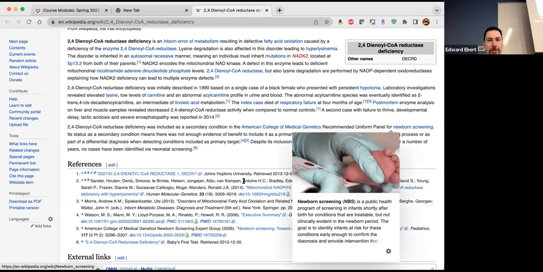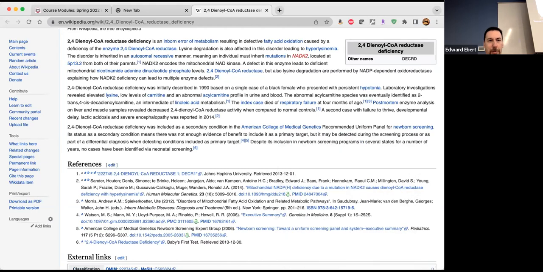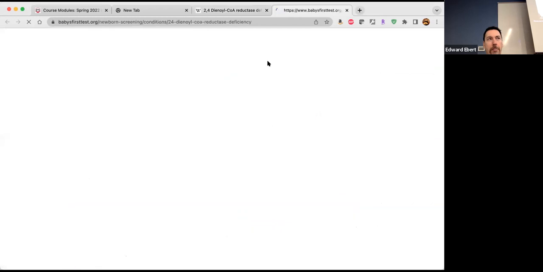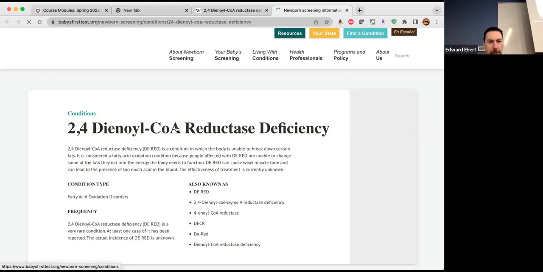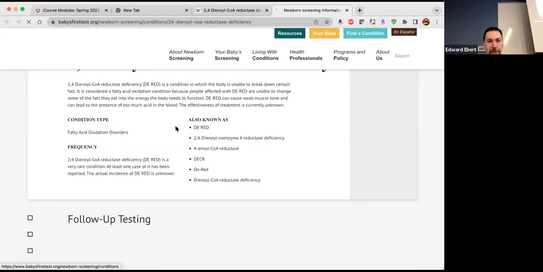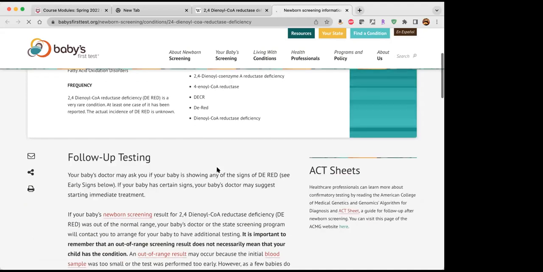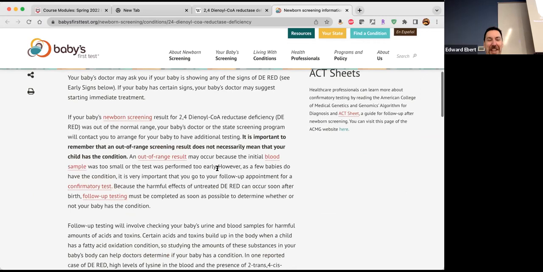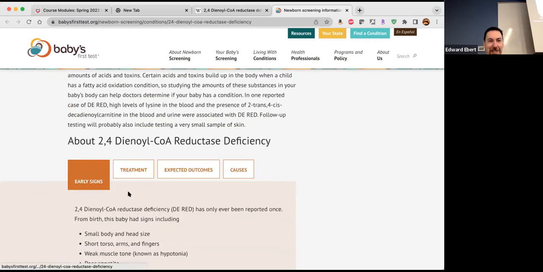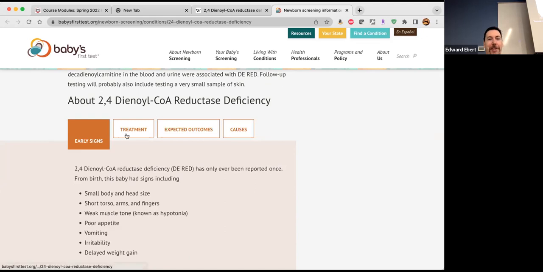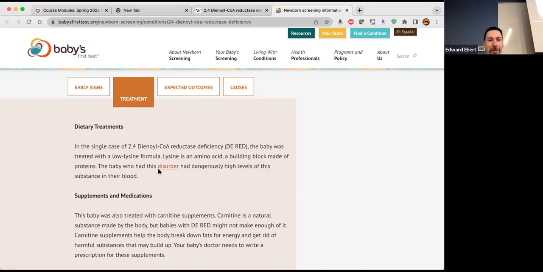And of course, now this is one of these things that's up for a newborn screening. So we can look at this, and I think everybody online should be seeing this as well. And like this baby's first test, you can see I can cite all sorts of stuff in here as well. Okay, so early signs, that failure to thrive and that lack of interest in food, dietary treatments.